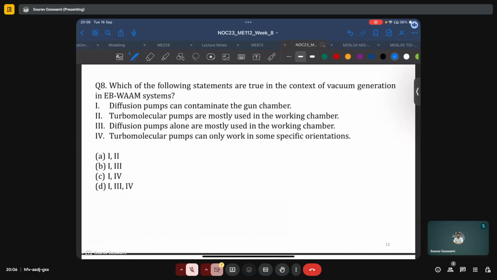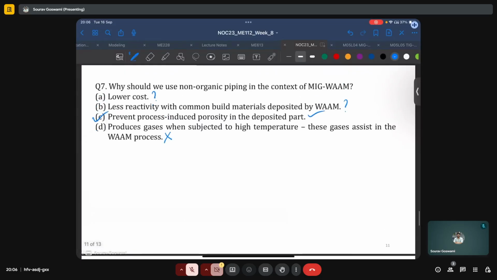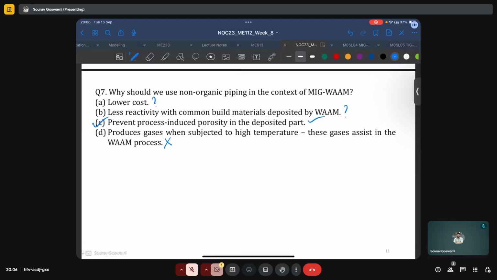Okay, question 8 onwards deal with electron beam wire arc additive manufacturing, which we did not cover today. So we'll be looking at them next week. And with this, we have come to the end of the present session.